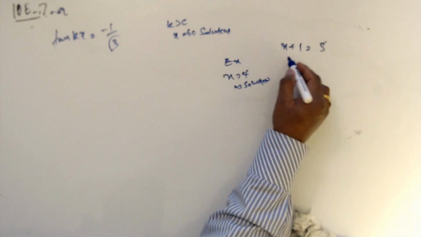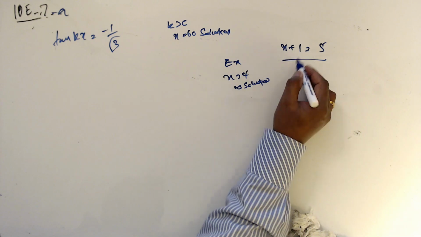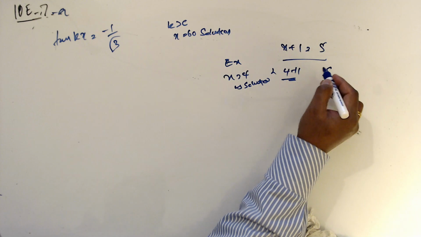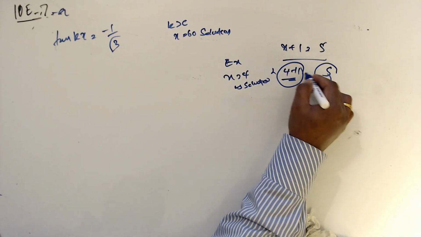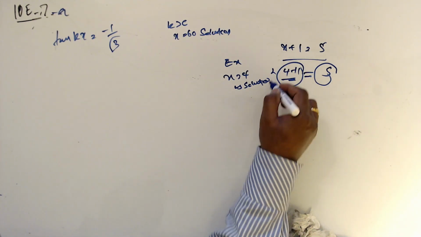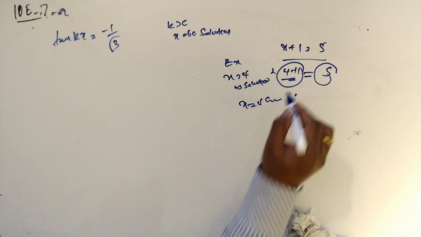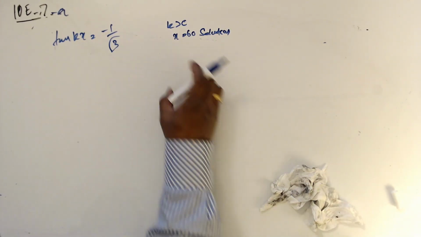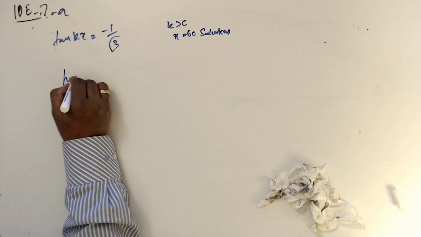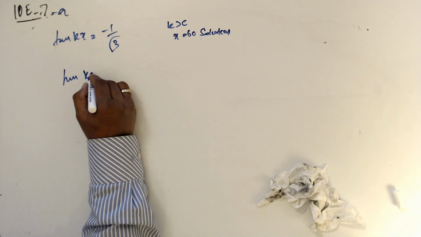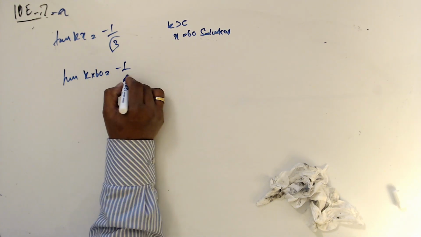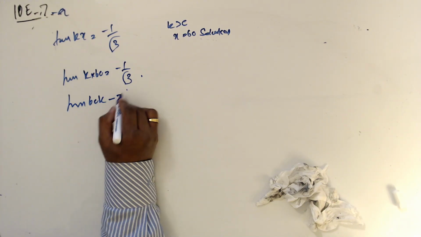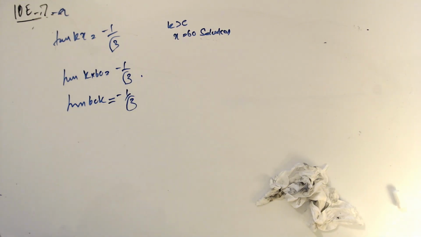Then what is the meaning of that? When you substitute x equal 4, 4 plus 1 equal 5. Left hand side and right hand side are equal, which means x equal 4 satisfies this equation. So likewise, x equal 60 satisfies this equation. So tan of k times 60 equal minus 1 over square root 3.